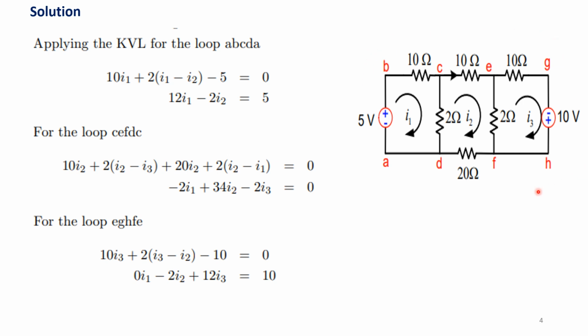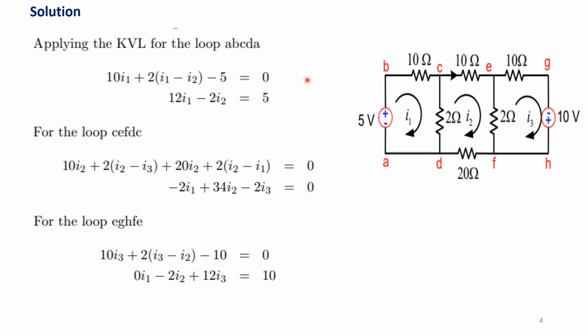This is the circuit given. I have taken 3 loop currents. I1 in the first loop A, B, C, D, A, and for the second loop I have taken C, E, F, D, C. I2 is the mesh current, and third loop E, G, H, F, E, I3. So I am going to write the loop equations for the concerned loops, each loop.